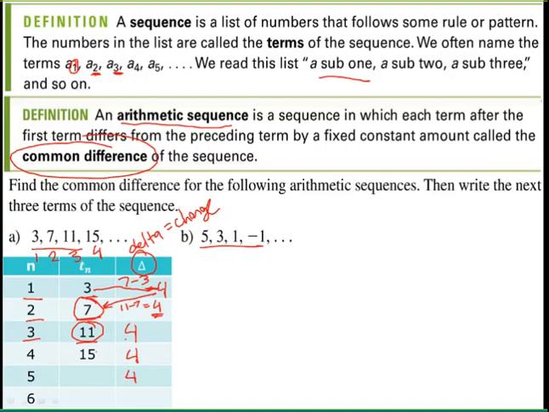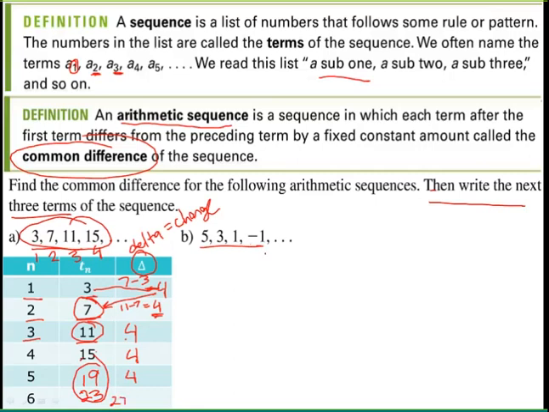So my job is to get the next terms. I was given the first 4, and the question says write the next 3 terms. I actually missed one. We've got to add 4 here, so 15 plus 4 is going to give me 19. And then 19 plus 4 is going to give me 23, and then for the last one, of course, we would just add 4 more and get 27.